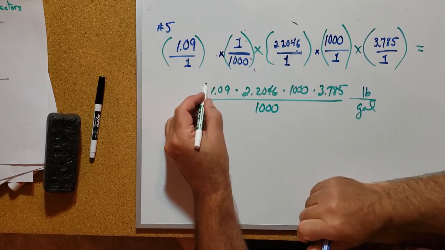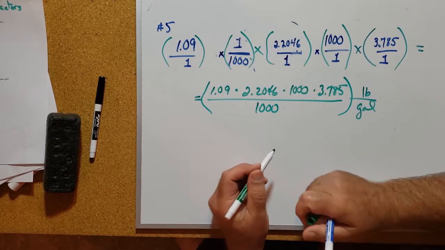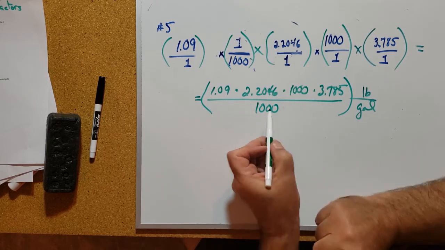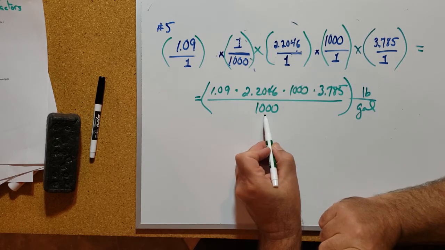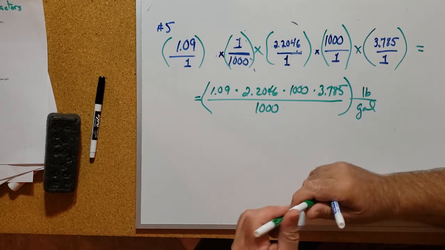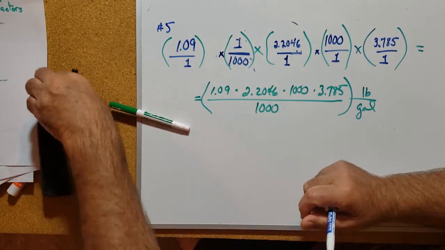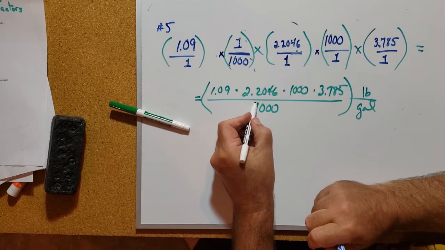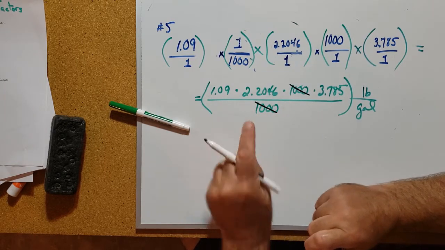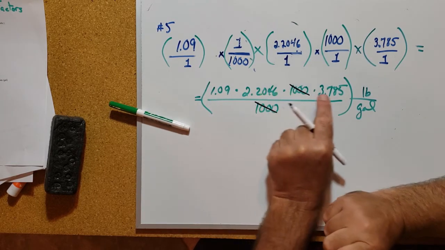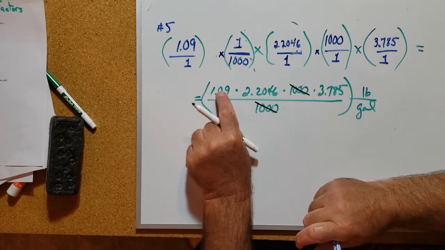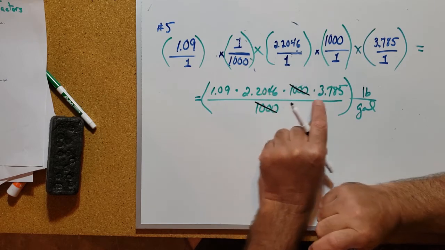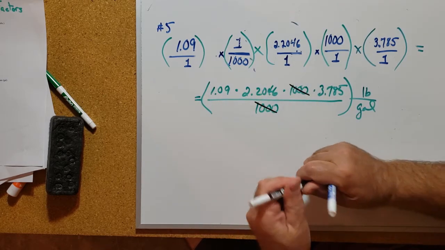Now I want to point something else out to you here. We can simplify this whole thing by recognizing that there's a 1,000 factor up in this part of the problem, and there's a factor of 1,000 underneath it. And what we can do there is cancel it. The 1,000 on bottom cancels with this 1,000 on top, so I'm left with just 3 numbers up top to multiply. And that'll numerically be the answer I need: 1.09 times 2.2046 times 3.785.